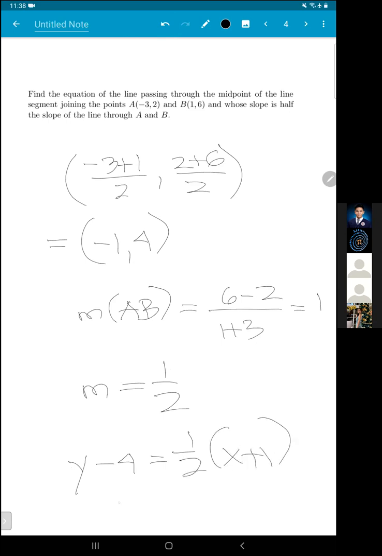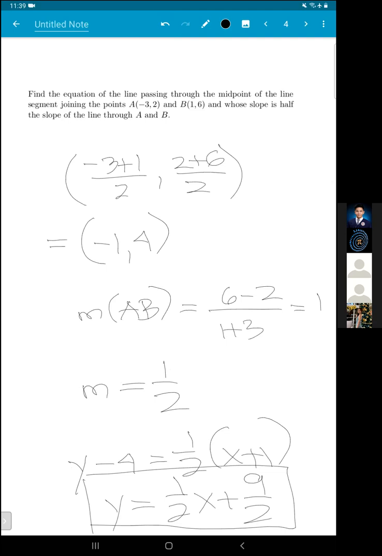And then mx plus b. Plus 1/2 plus 4. So ito yung mga type ng problems na talagang direkta lang gagamitin yung mga tinuro sa class.